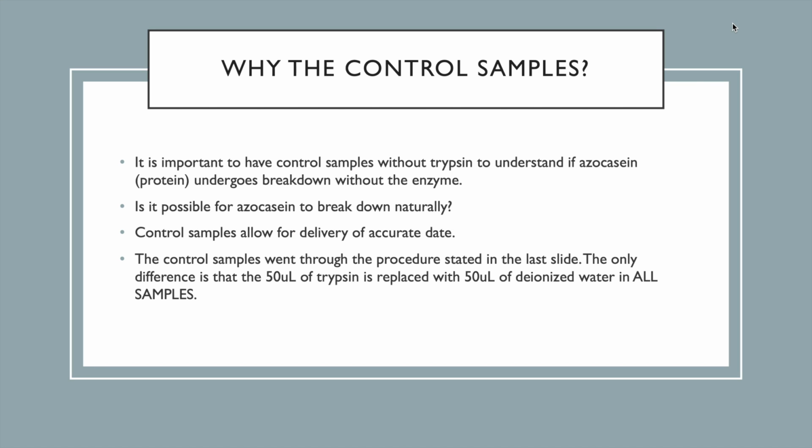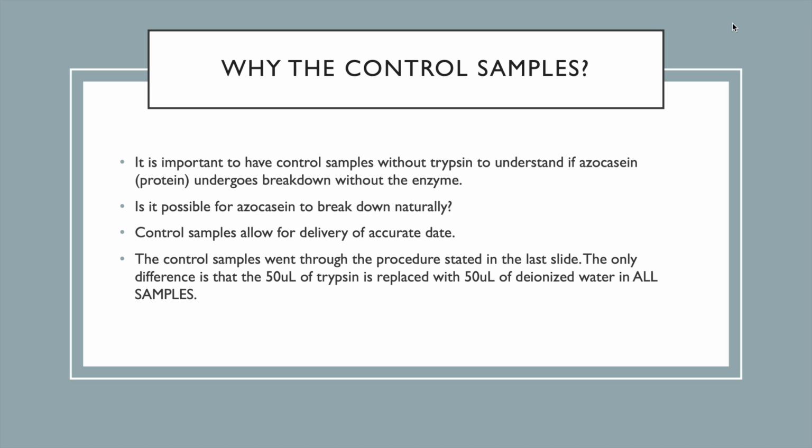It is important to have a control variable without the enzyme trypsin. Trypsin is an enzyme that breaks down dietary protein. In the case of this lab, the dietary protein will be azocasein. There are cases in which a protein will begin to break down without the assistance of an enzyme.